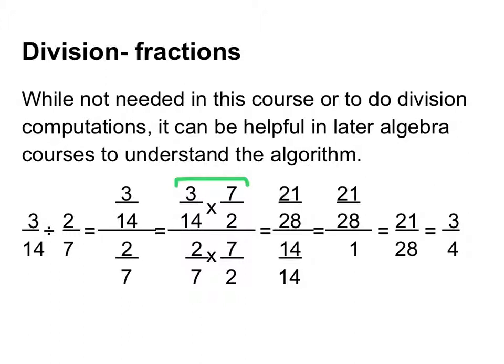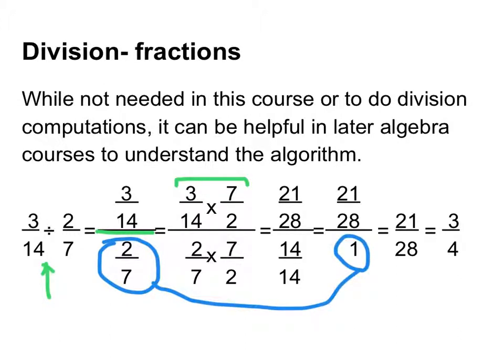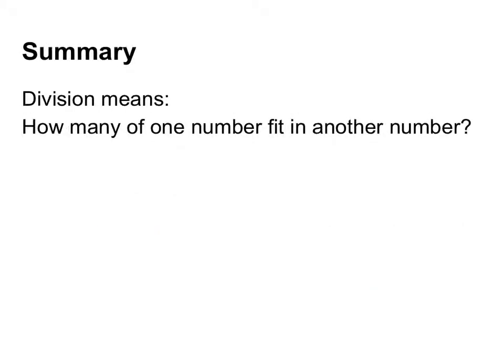So I took my division, which was here, I turned it into a great big fraction here, and then I just played some equivalent fraction games. And I did it in a very smart and very deliberate way so that this denominator, instead of dividing by 2/7, became a 1. Because dividing by 1 doesn't change the number. So in summary, division means how many of one number fits into another number.